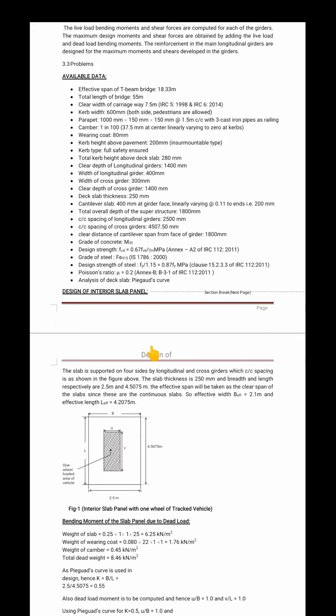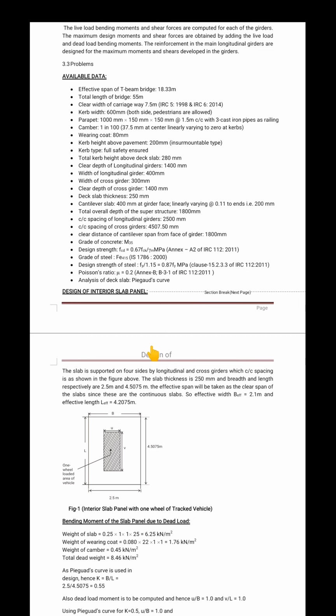This slab panel is of size 2.5 meter by 4.507 meter. Upon this, different loading patterns will be there, that is IRC class A tracked vehicle, IRC class A wheeled vehicle, IRC class A train of vehicles, all those very different patterns of loading vehicles. These loading vehicles are going to be put on the slab, and we need to analyze and check whether that 250 mm thickness is sufficient or not. Okay, so let us move with this now.